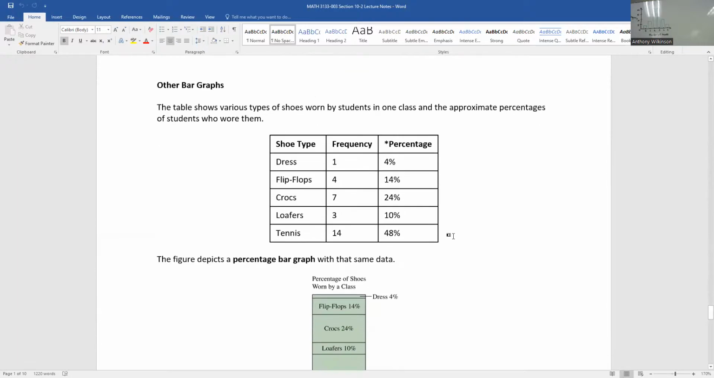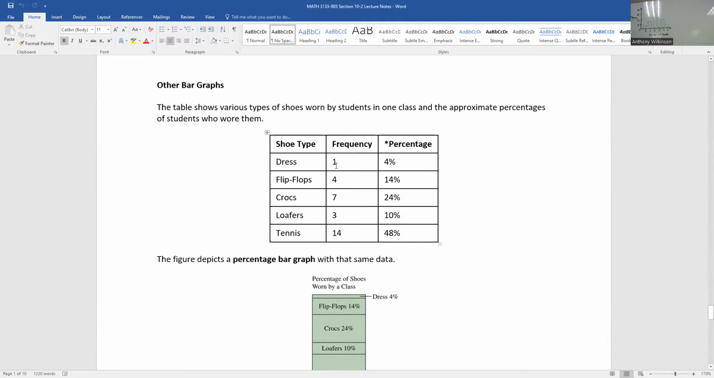And there are other bar graphs like the percentage bar graph. Now here we have a table showing the various types of shoes worn by students in one class and the appropriate percentages of students who wore them. So this is what the table looks like. You have the frequency, and then each one of these is the percentage.